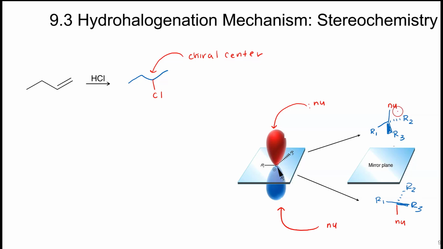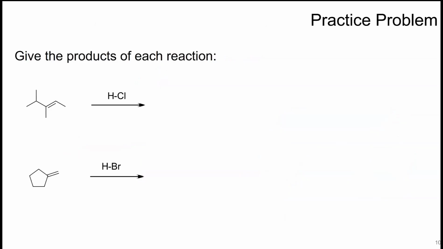So top side attack, bottom side attack. We can have R-2-chlorobutane or S-2-chlorobutane. Two possible products for that. So give the products of these. The carbon skeleton will stay the same here.